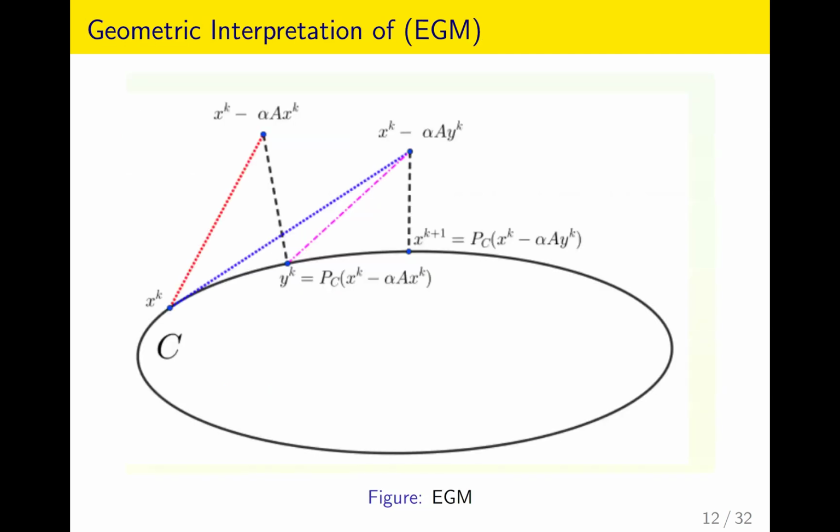The geometrical interpretation of the extragradient method: we pick xk, then compute xk minus alpha A of xk, and then project onto C. Then again, by using yk, we get xk minus alpha A of yk, and then project again on the set C, and continuing, we get the weak convergence of this sequence.